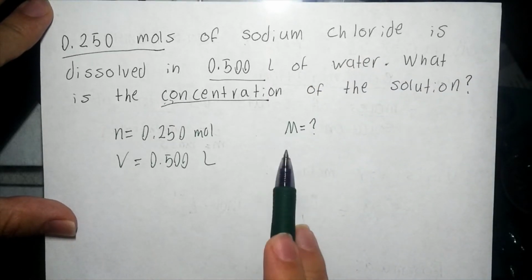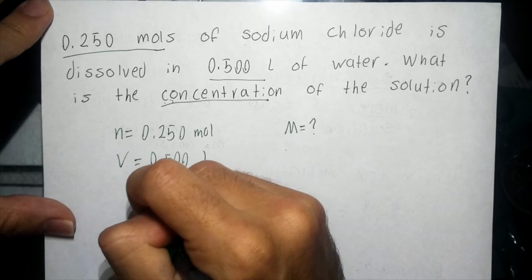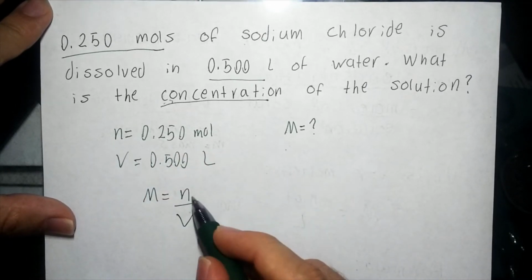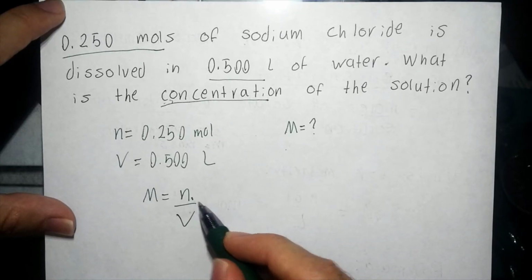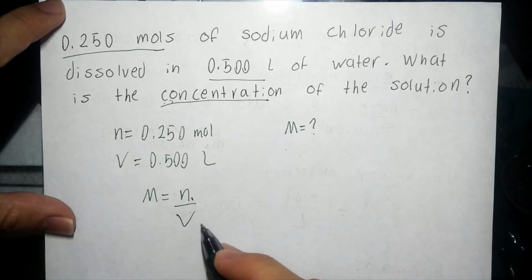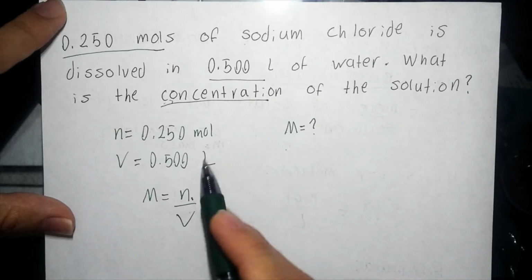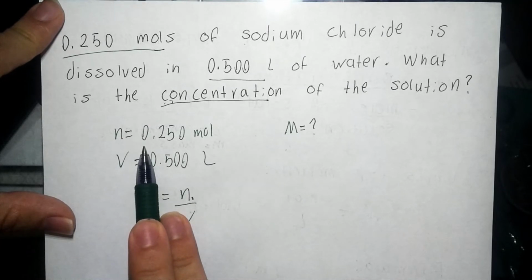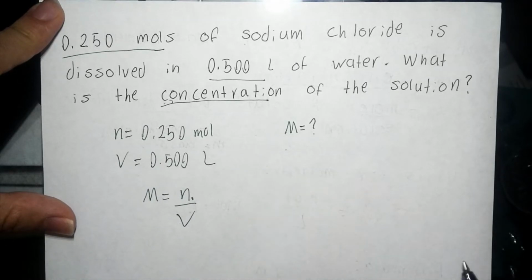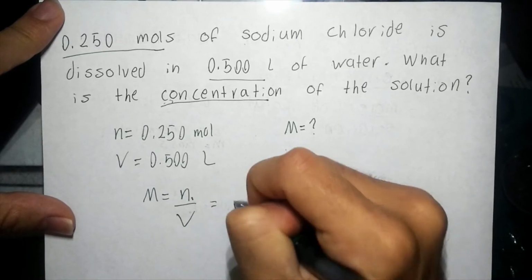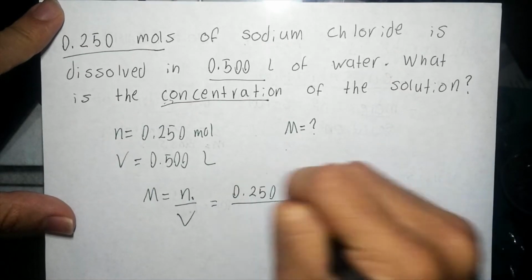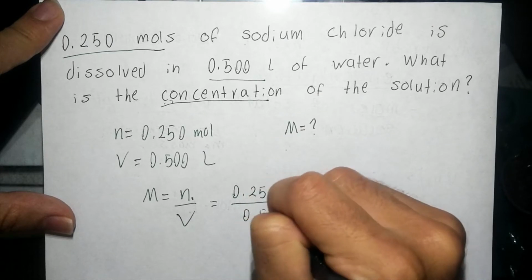Lucky for us, we have a formula to solve for big M. Remember, that's molarity is equal to n over V. And remember that n is the moles of your solute. In this case, our solute is sodium chloride. And V has to be specifically your volume in liters. Now, if we look at what's been given to us, we have our moles of solute, that's sodium chloride, and we have our volume in liters. So we can just plug and chug all of these values. So up top, you could put 0.250 moles, and at the bottom, you'd have 0.500 liters.